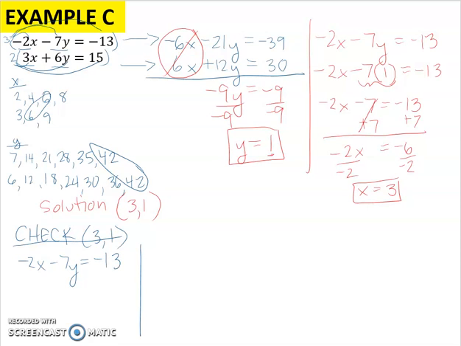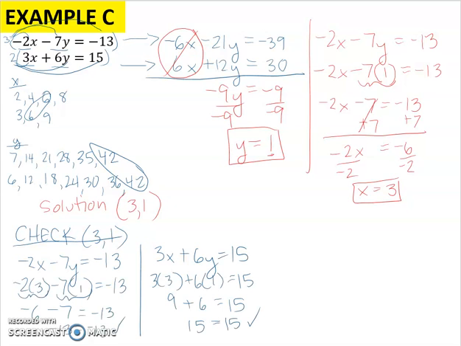Has to make both equations true, guys, both of them, not just one. Checked them, it works out, both are true statements. Woo, celebration. My solution is the point 3, 1. That makes them both true. That would be the point of intersection. Guys, that's elimination. Go try it.